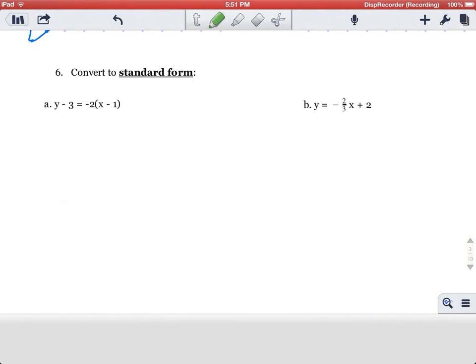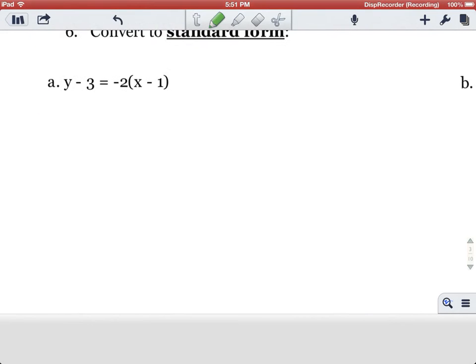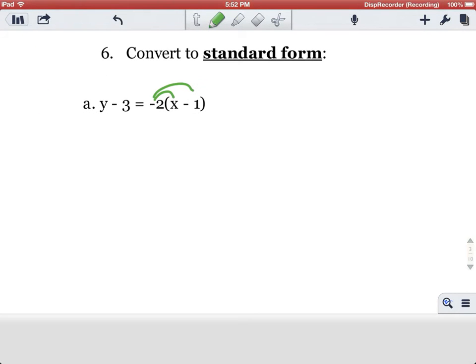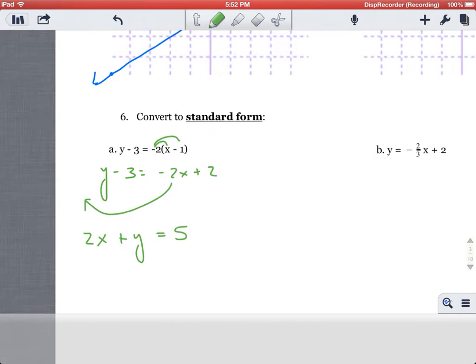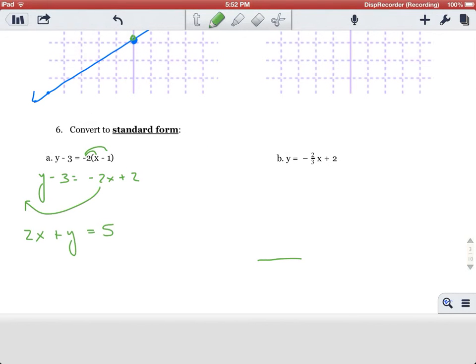Converting to standard form, first thing you need to do is distribute. And then you want to bring the 2x over here, and you want to bring the 3 to the other side. So part A, that's all you need to do. 2x plus y equals 5.